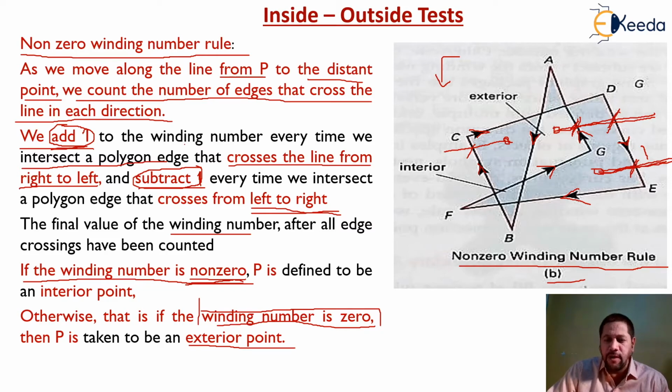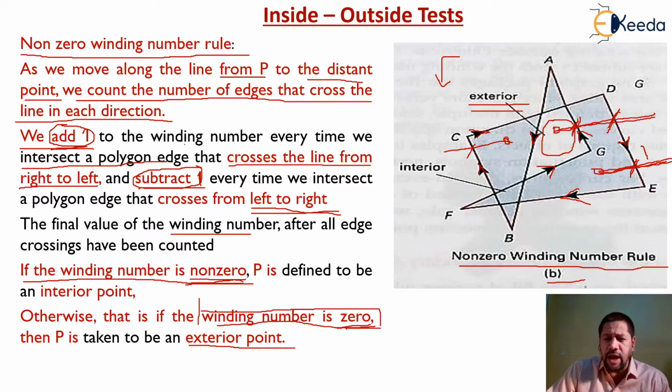This direction is different and this direction is totally different. These two directions are opposite of each other. So here it is added, it is subtracted. Okay, so what is my answer? My answer is 0. My winding number is 0. So that's why this particular region is exterior.